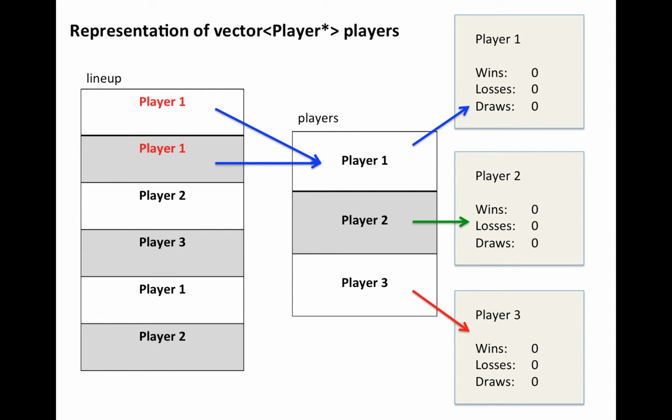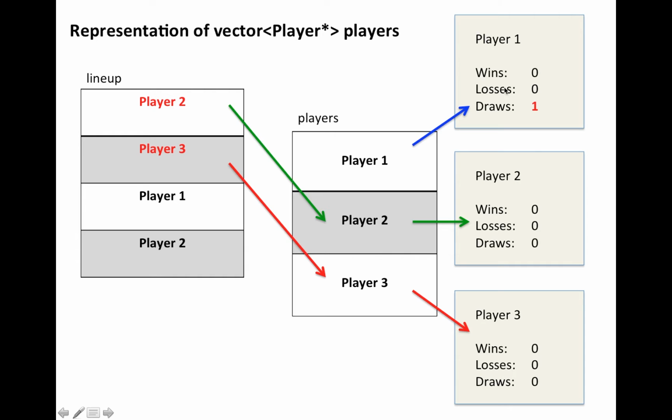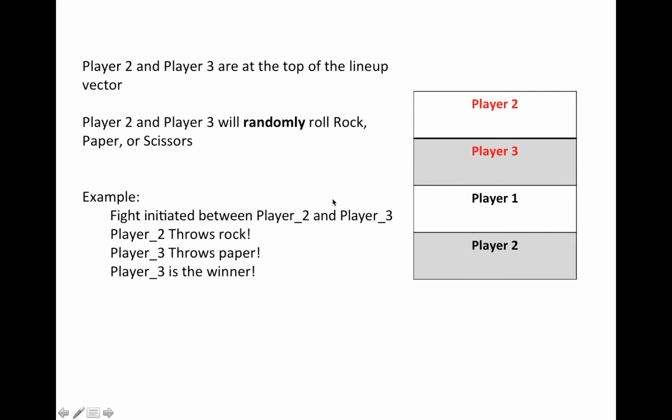It's just an automatic draw. And we can see that the change right here is player 1 got a single draw. Okay? So player 2 and player 3 are next up, meaning player 2 will fight player 3. Okay? So let's go on and see what happens.